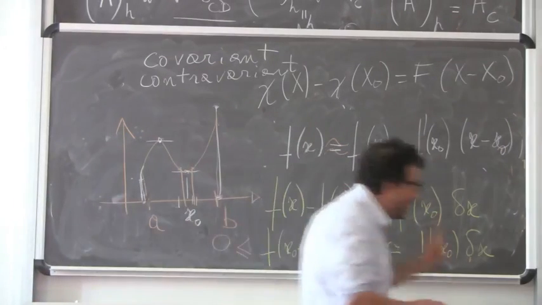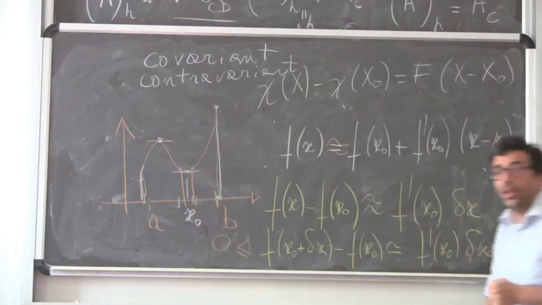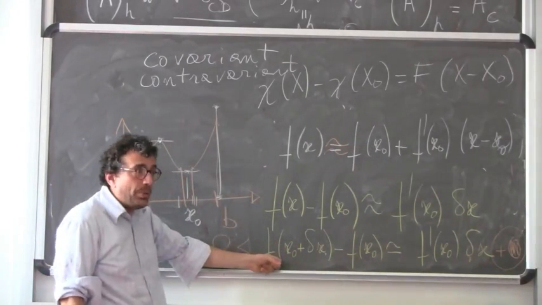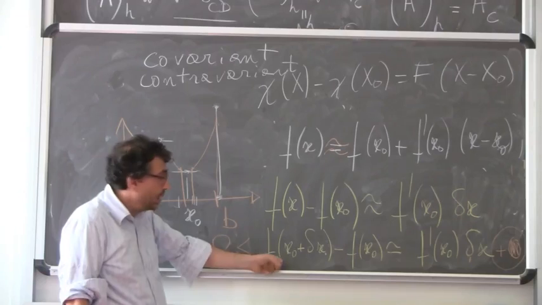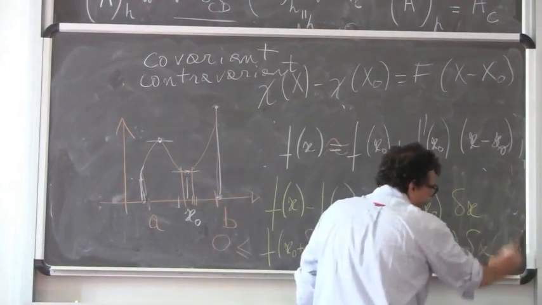Of course, I will never forget that here I have some remainders. This is nearly equal, when I neglect higher-order infinitesimals, but the true equality has the remainder there. Now, this quantity is positive. When I go very close, the remainder is negligible.